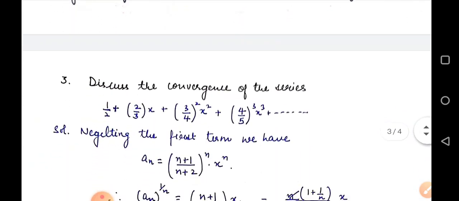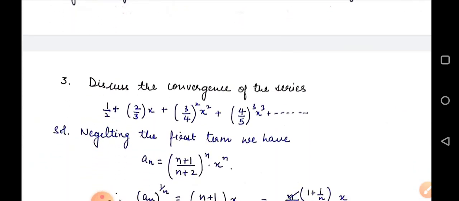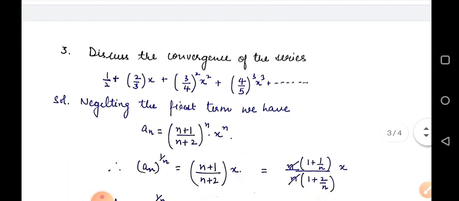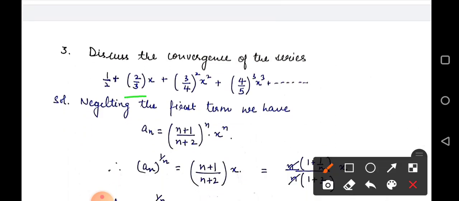Next question is, discuss the convergence of the series 1 by 2 plus 2 by 3 into x plus 3 by 4 square x square plus 4 by 5 cube x cube and so on. स्टूडेंट यहाँ पे हमने निगलेक्ट किया फर्स्ट टर्म को, बट अगर हम फर्स्ट टर्म को निगलेक्ट नहीं भी करते हैं तब भी ये क्वेश्चन हो जाएगा. बट यहाँ पे हमने फर्स्ट टर्म को क्यों निगलेक्ट किया? बिकॉज वी वांट दिस टू बी पावर n.